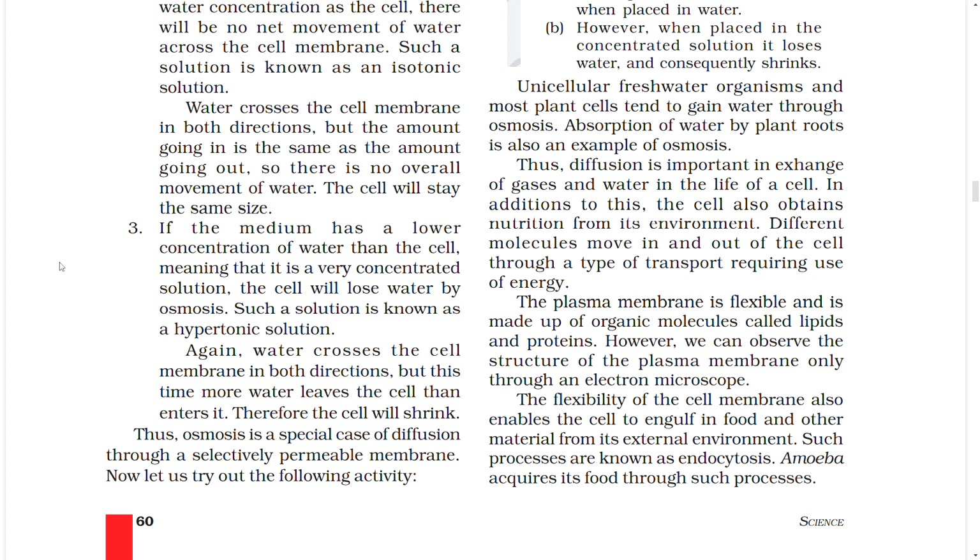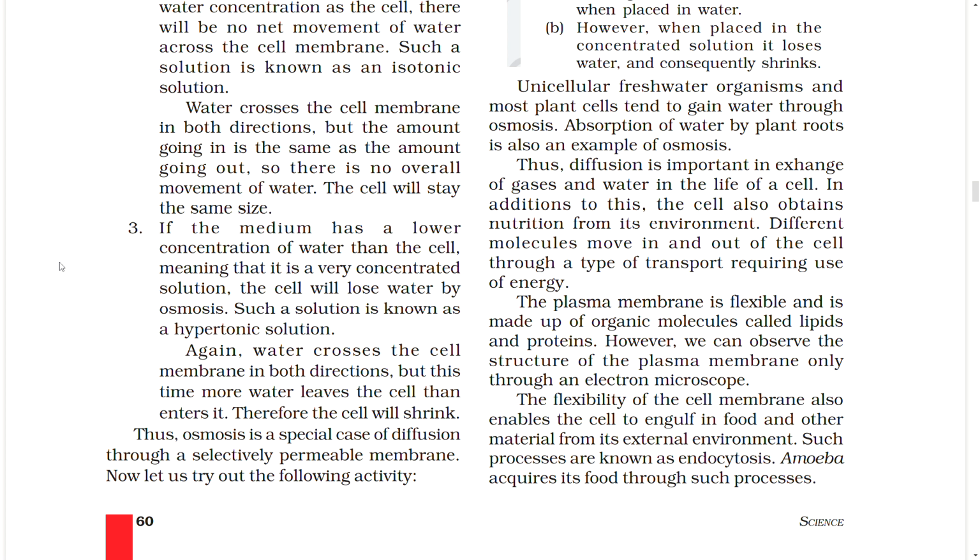Unicellular freshwater organisms and most plant cells tend to gain water through osmosis. Absorption of water by plant roots is also an example of osmosis. Thus, diffusion is important in exchange of gases and water in the life of a cell. In addition to this, the cell also obtains nutrition from its environment. Different molecules move in and out of the cell through a type of transport requiring use of energy.